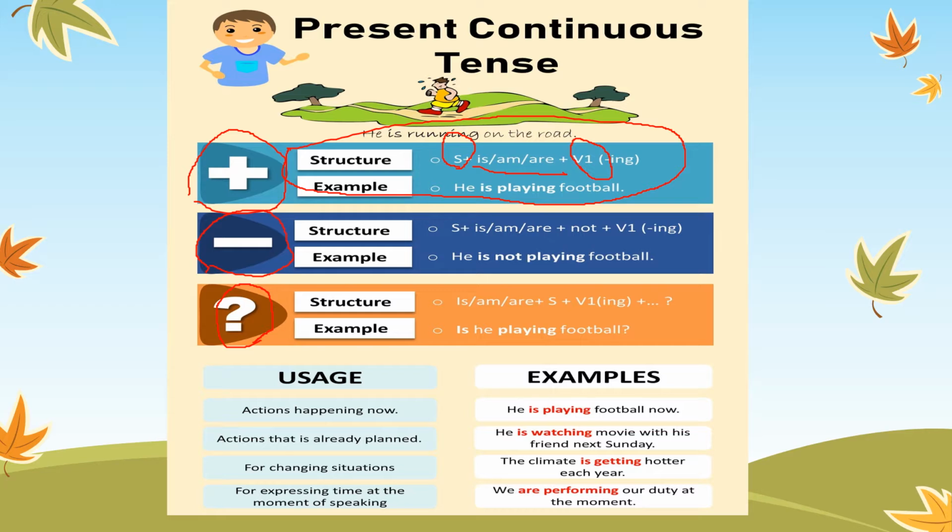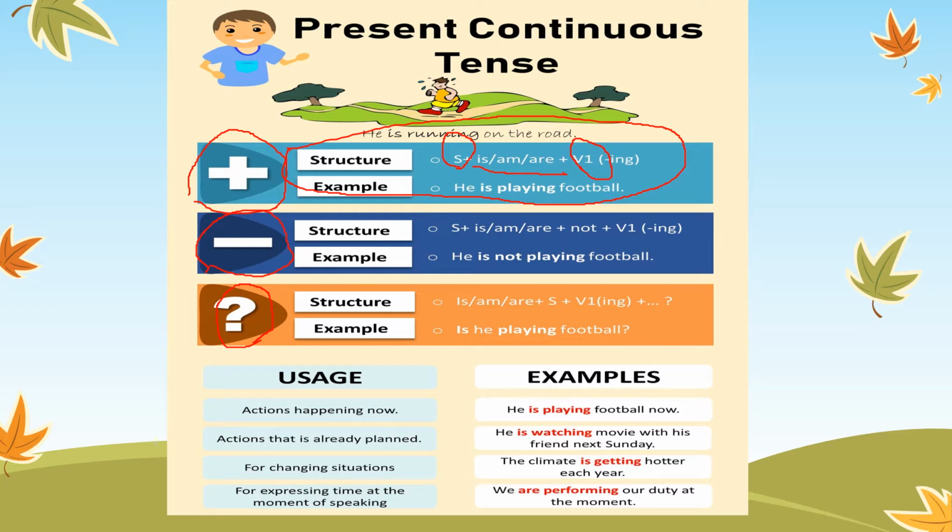Okay, for example, the subject he, verb be is, because it is singular, and then followed by the verb play, and then you add ing at the back. So, he is playing football.